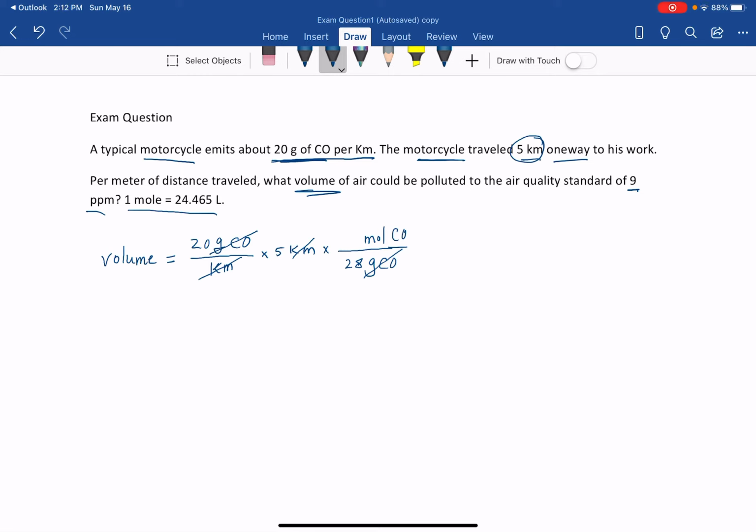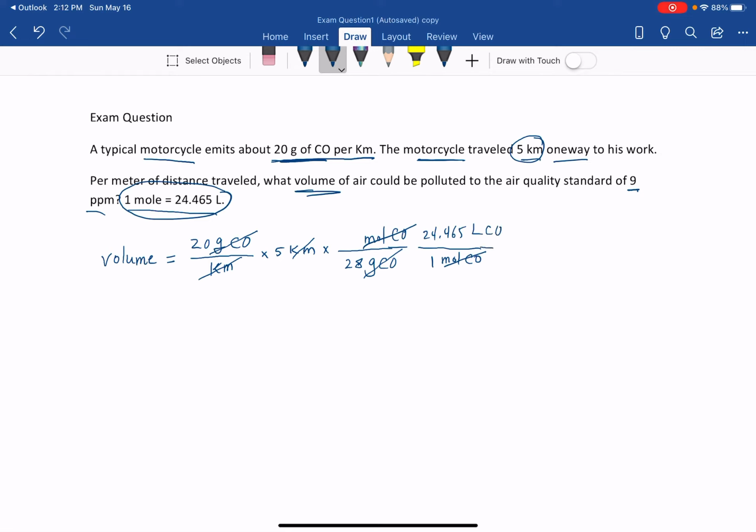Now we've changed mole to liter. It was given here that 1 mole is equal to 24.465 liters. So mole carbon monoxide equals 24.465 liters. So mole carbon monoxide with mole carbon monoxide. So now you'll end up with 20 times 5 times 24.465 divided by 28. That is liter of carbon monoxide.